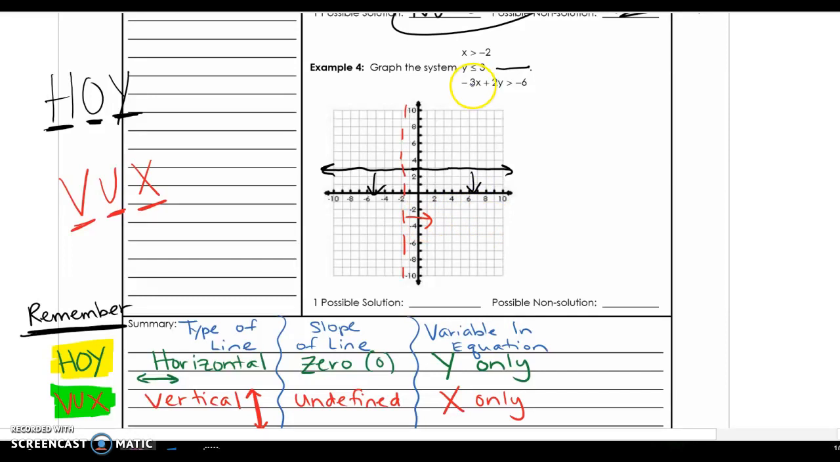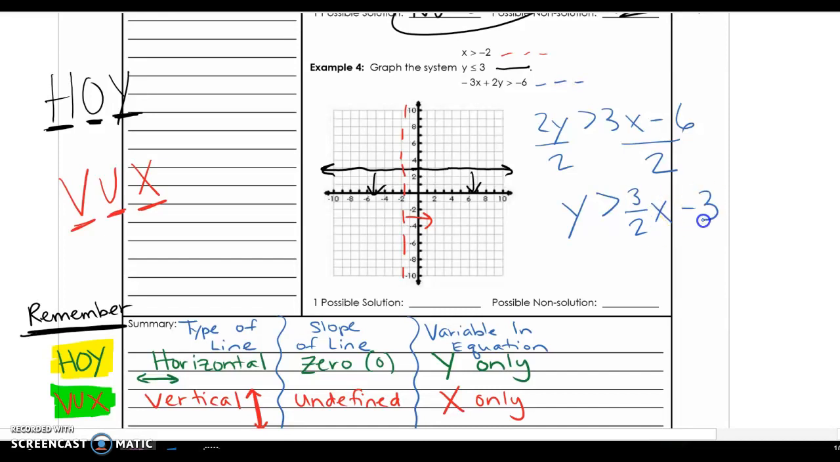Now let's graph the last inequality. And again, this was a dashed line up here. And for the last inequality, it'll also be a dashed line. We're going to add 3x to both sides, and then we're going to divide by 2. We do not need to flip the symbols because we did not divide by a negative. So y is greater than 3 over 2 x minus 3.